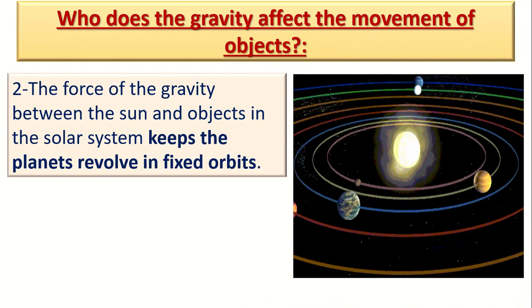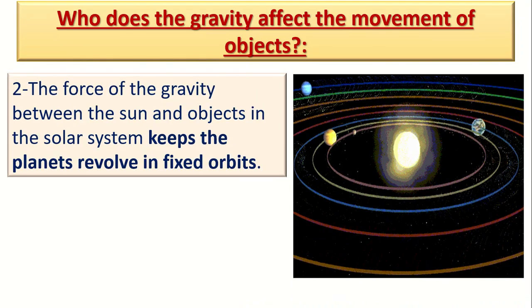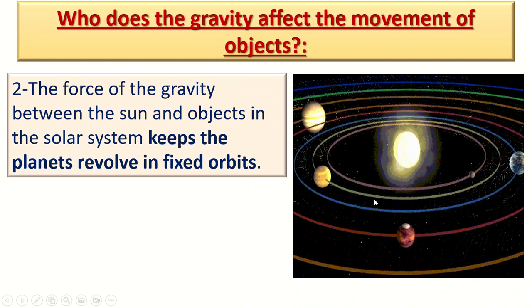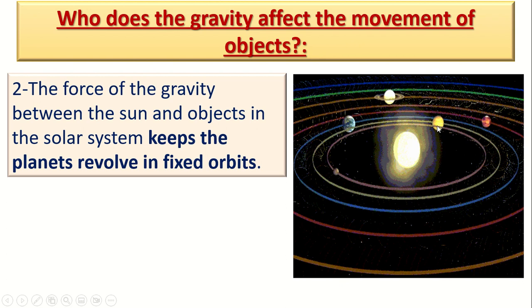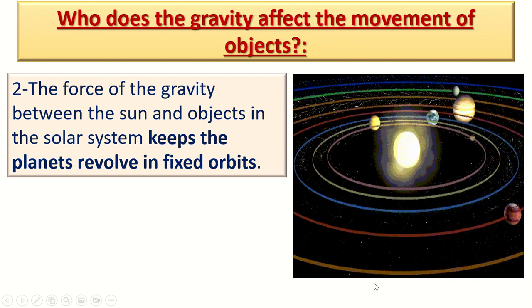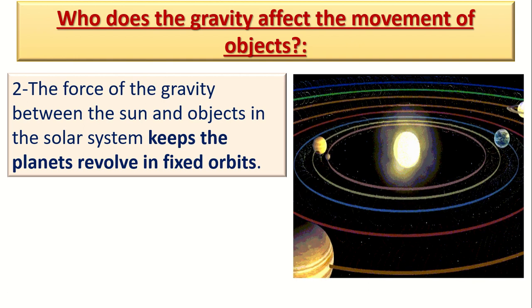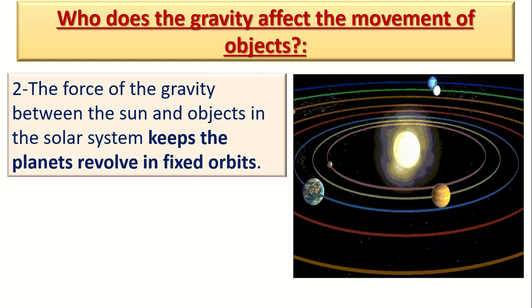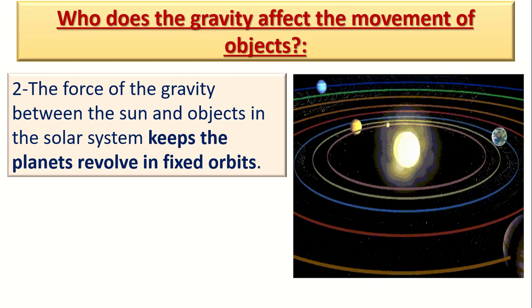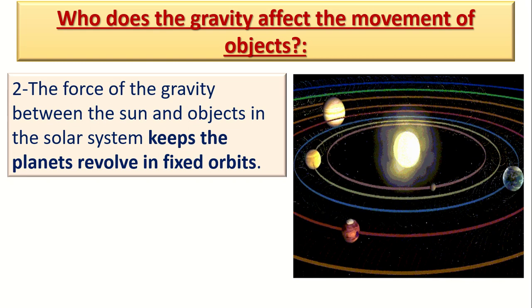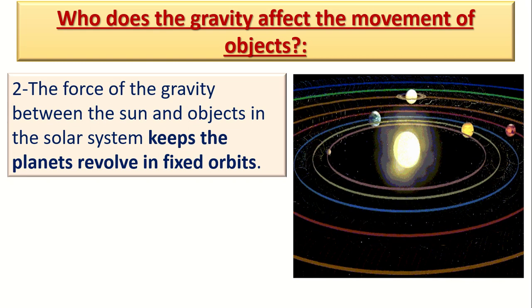Number 2, the planets revolving around the sun. We know that in the solar system we have a sun and 8 planets, and the 8 planets are all the time revolving around the sun. Why don't these planets go away into space, and why do they keep revolving around the sun in fixed orbits? Because of the gravity of the sun. That means the earth is not the only planet that has gravity. The sun also has gravity. Yes, any object that has mass has gravity.